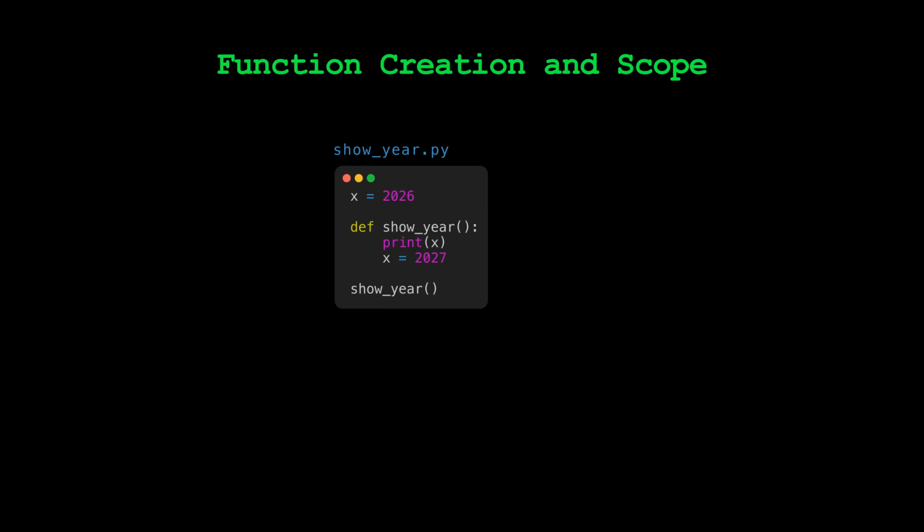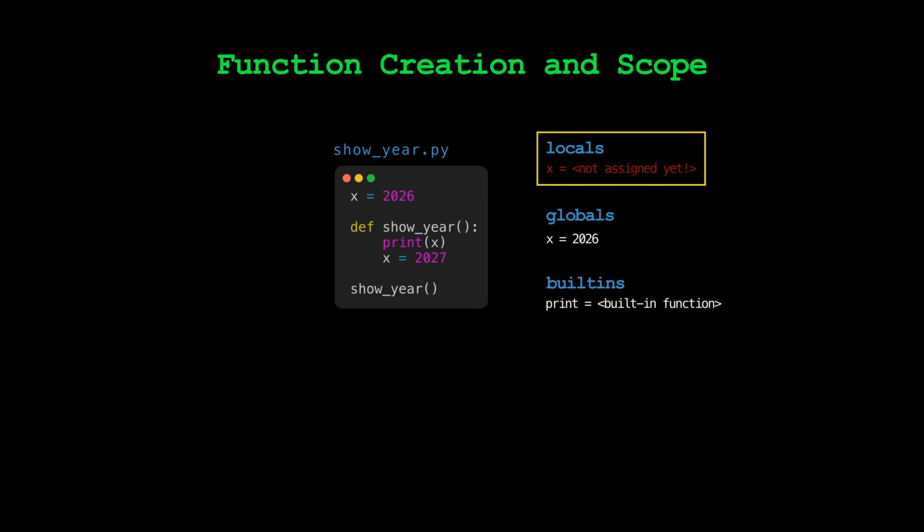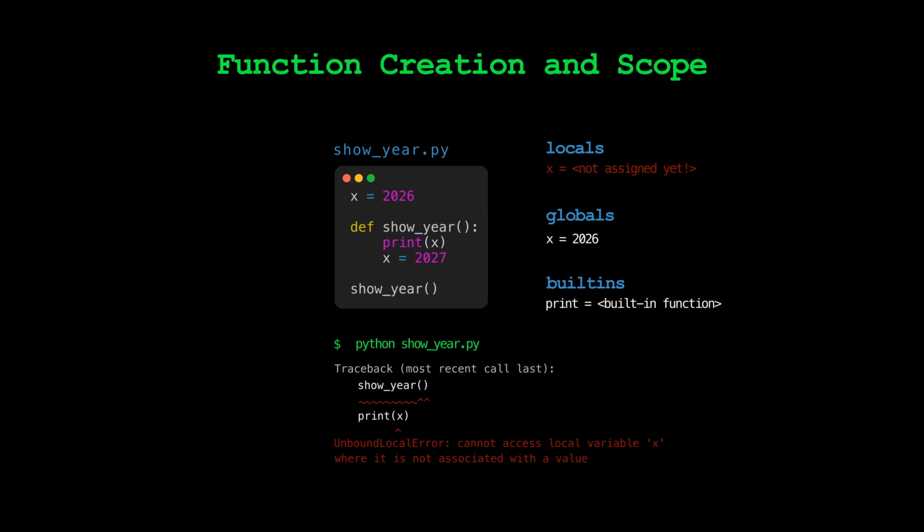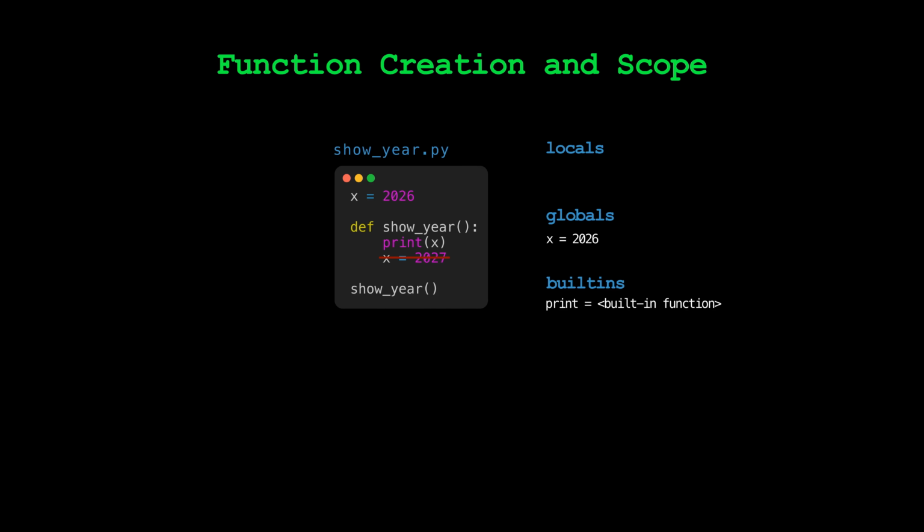Now we're also ready to understand what's happening here. The moment Python sees an assignment to a name anywhere in a function, it treats that name as local for the whole function, even on lines before the assignment. So inside show year, x is local, but at runtime, the print line errors because x is now local and hasn't been assigned yet. Without the x equals 2027 line, Python wouldn't treat x as local. It would look it up in the global scope and find 2026, exactly like our first version. Congratulations on graduating high school.